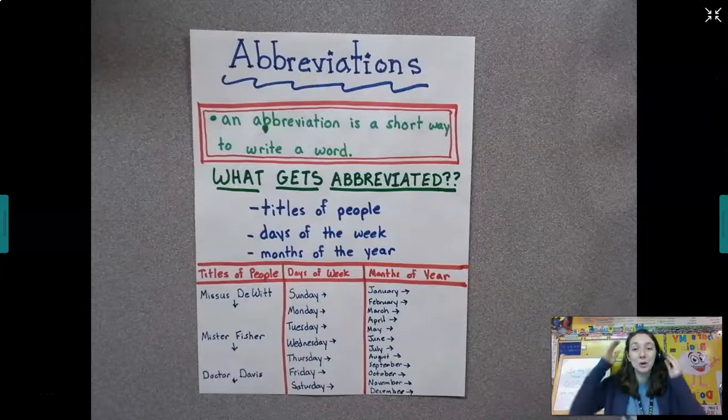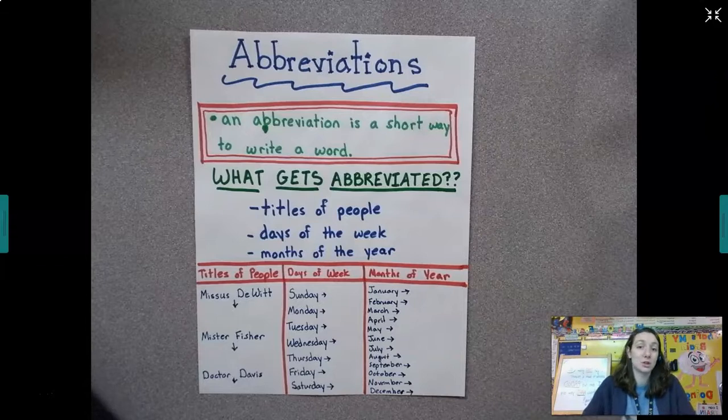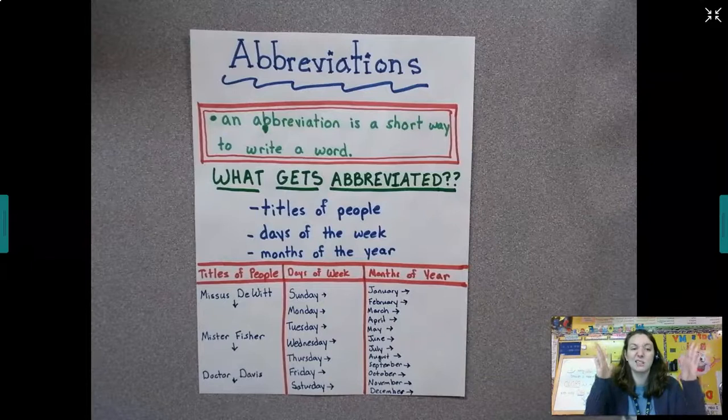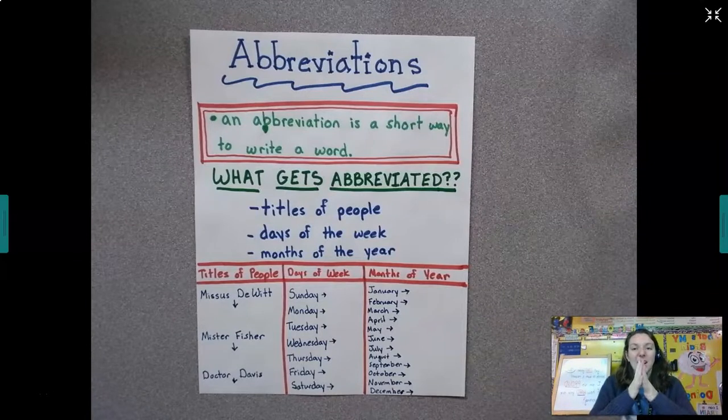Hi friends, today we're going to talk about abbreviations. An abbreviation is a short way to write a word. So it's when you take the long word and kind of smoosh it together so that you can write it quicker. Okay, so what kind of things do you abbreviate?